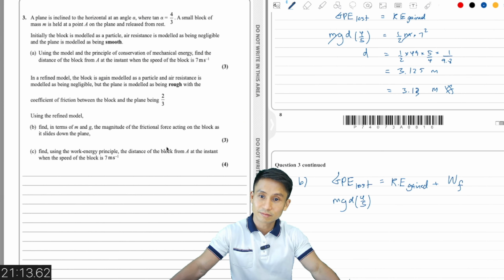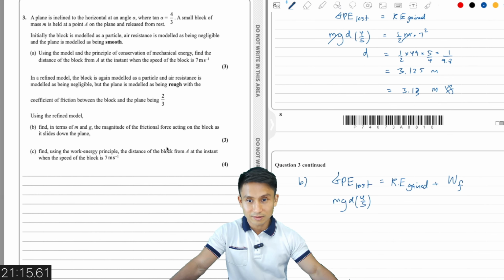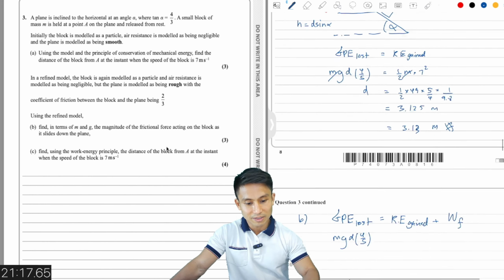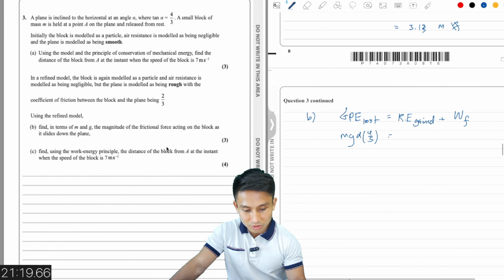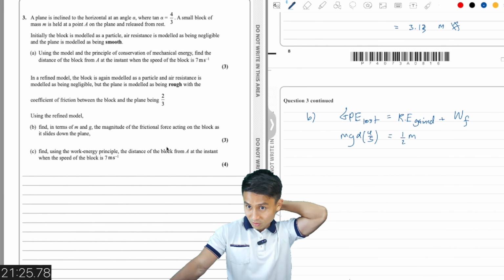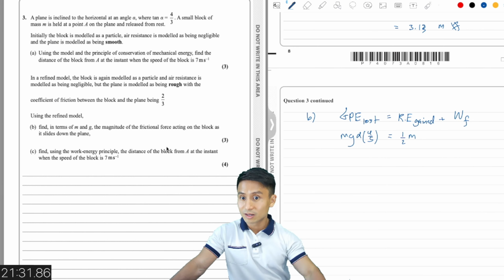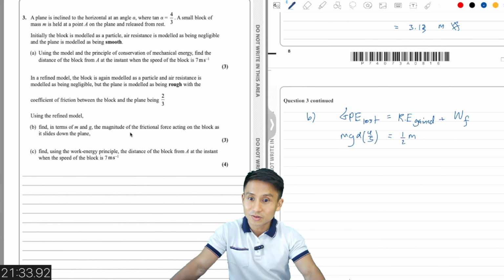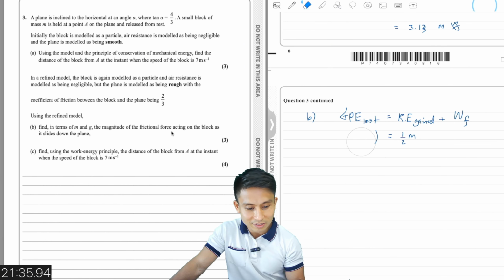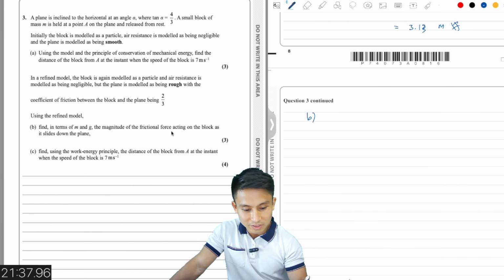Okay, right. Let's just find the extra term first. I'm just going to put everything I know first, so 1 over 2 m, using the refined model. So we're going to assume that it's the same speed, right? Oh, no, okay. This is not energy yet. So we need to do the plane again.